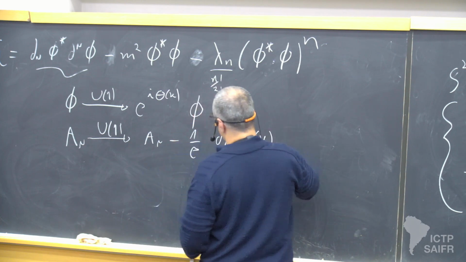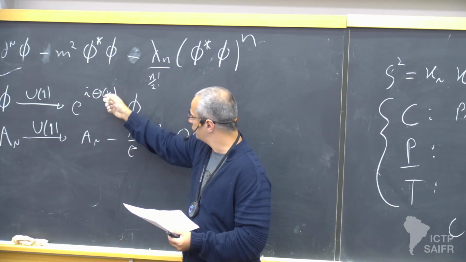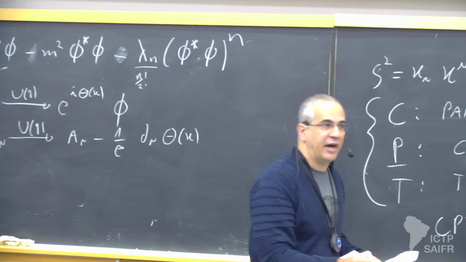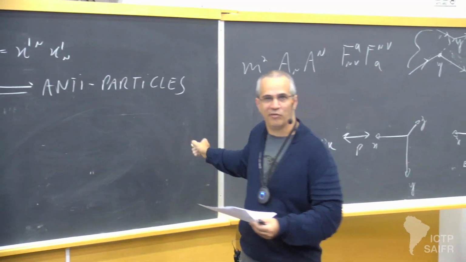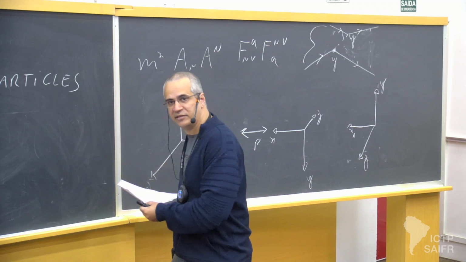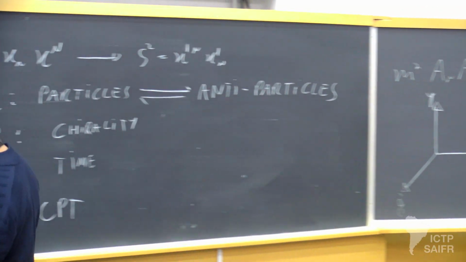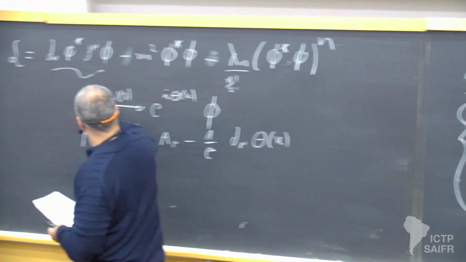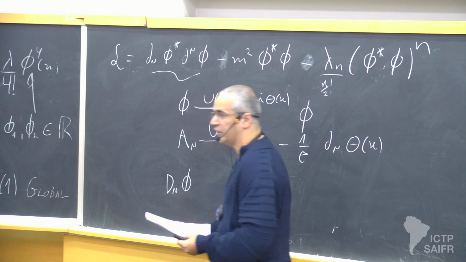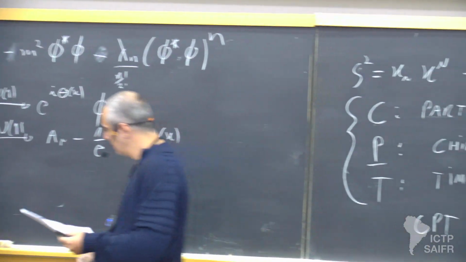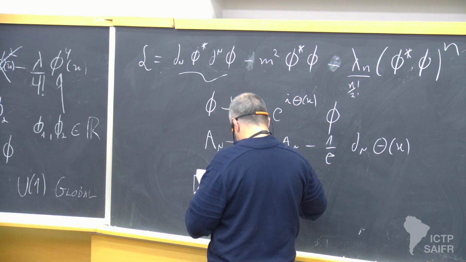So if I have this field transforming in this way, and that one transforming in that way, now I can define, again, a covariant derivative. We already saw a covariant derivative for the Lorentz transformation, in the case of fermions. Now I can define a covariant derivative for this one. So I can define a new derivative, which we call like that, and which is given by this.